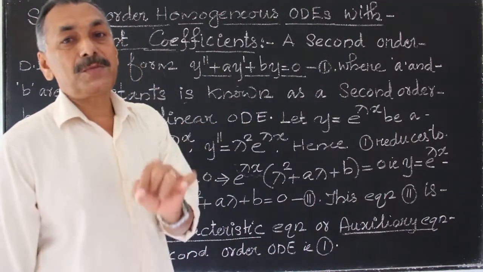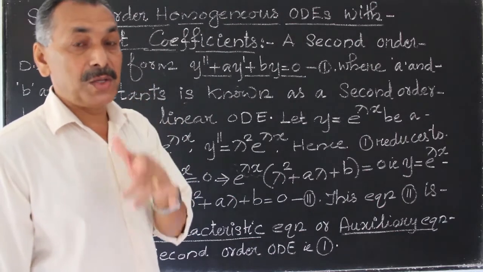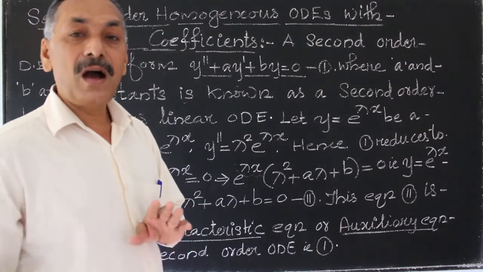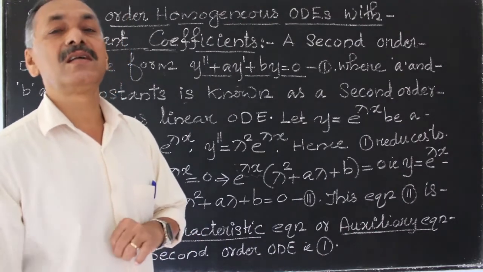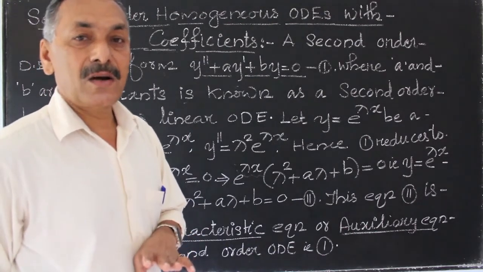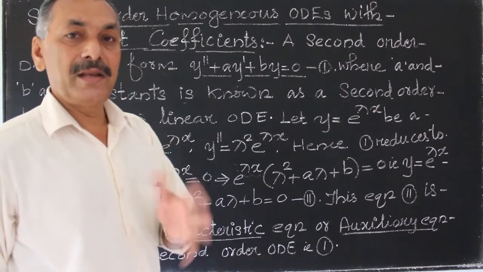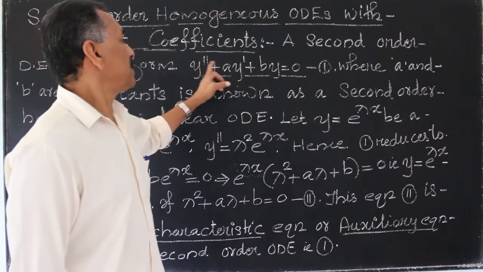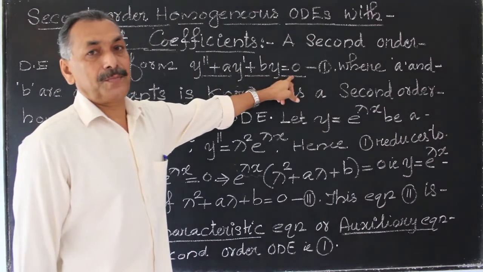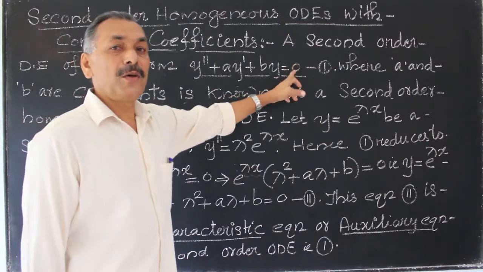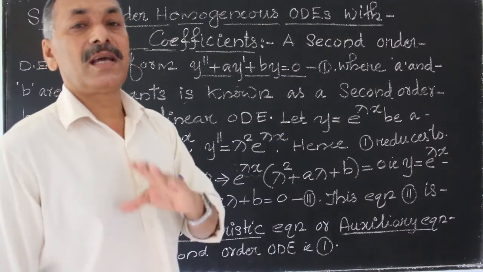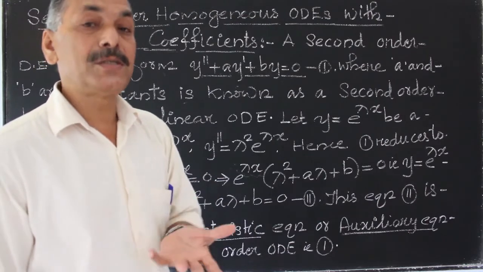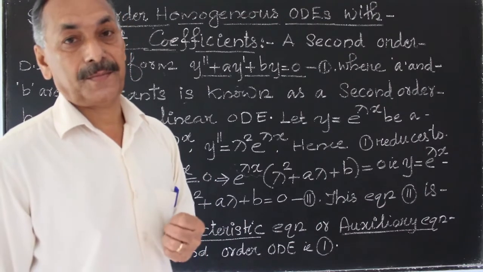Such an equation is known as a second order homogeneous linear ordinary differential equation. That means y double dash plus a y dash plus b y is equal to 0. This is the formula we call a second order homogeneous linear ordinary differential equation.